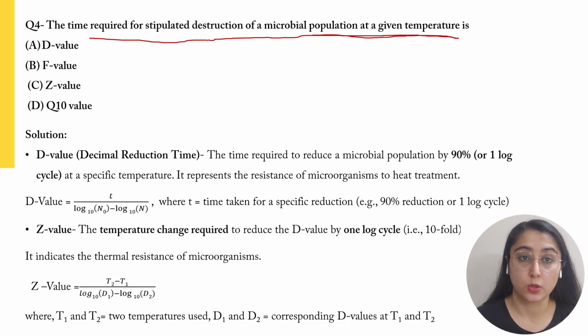So the next question we have is: time required for stipulated destruction of microbial population at a given temperature is called, and D value, F value, Z value and Q10 value are the options given to us. So to solve this question, we need to know these terms. So let's look at them one by one.